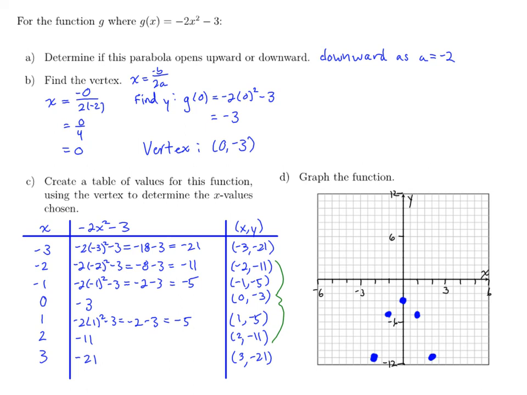Now that I have these key points, I'll connect them with a smooth curve. And on the ends of that smooth curve, I'll make sure that I put arrows to show that it continues. And that's the graph of this quadratic function.